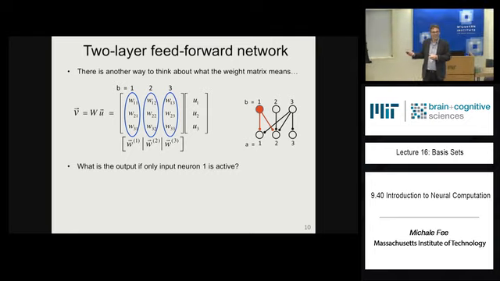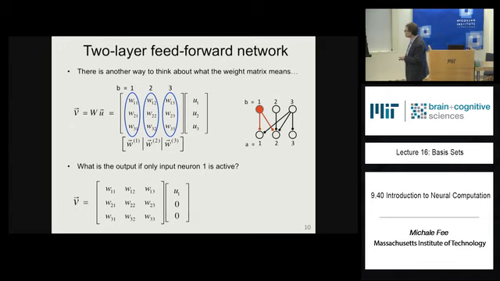Shijay? If this neuron is firing, and these weights are all 1 or 0, then this would fire, this would fire, and that would not fire, yeah, right?